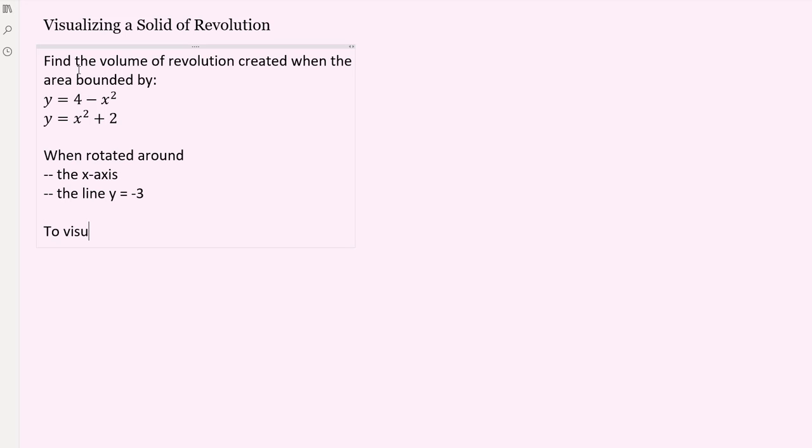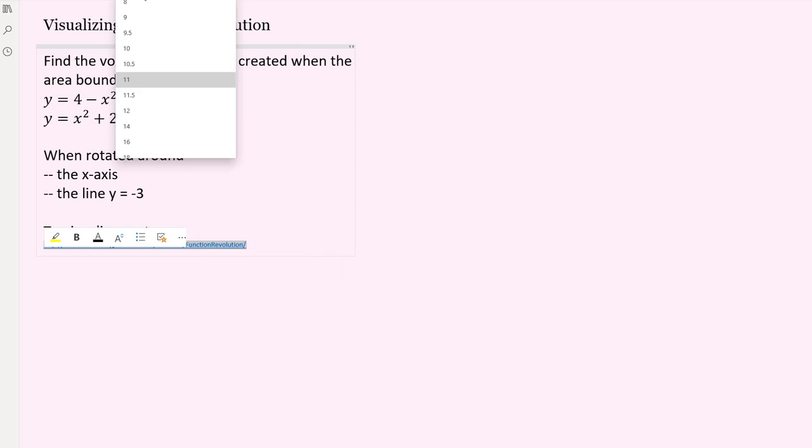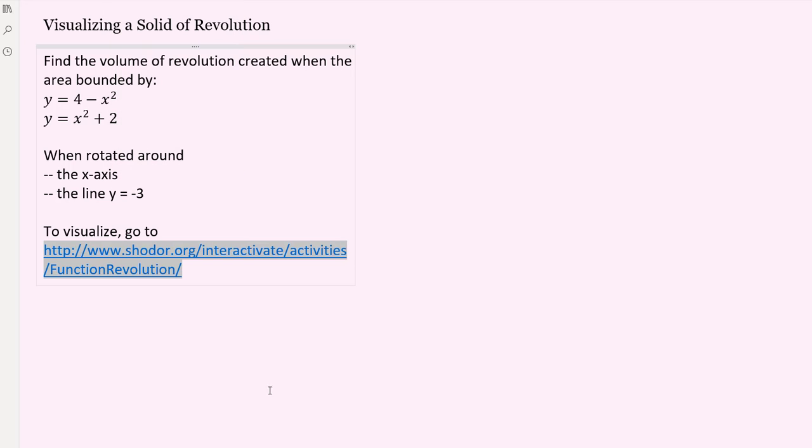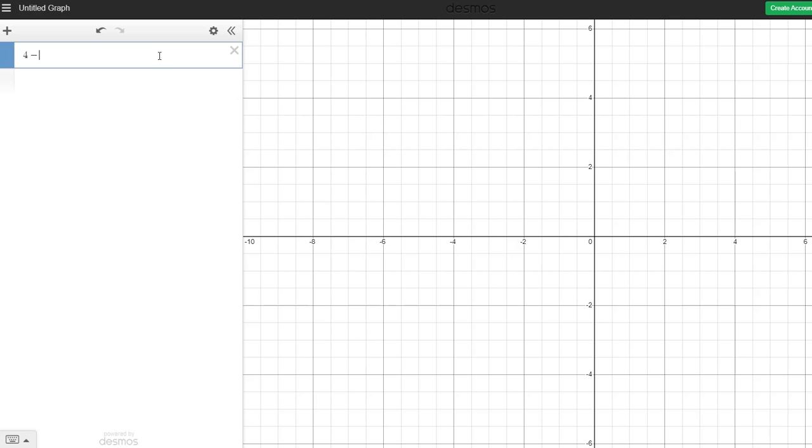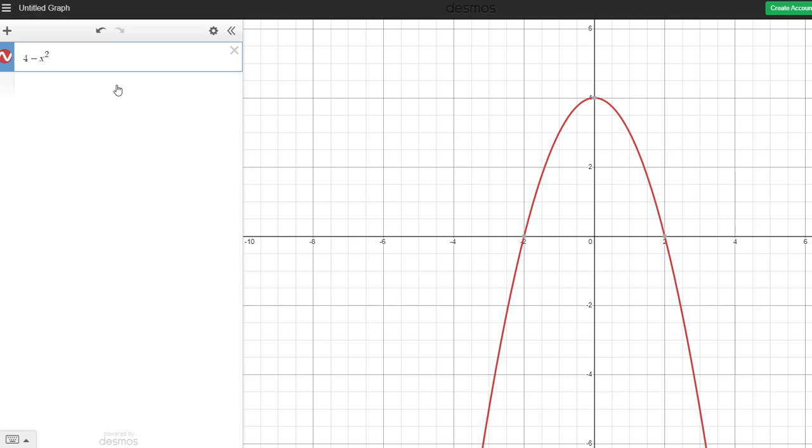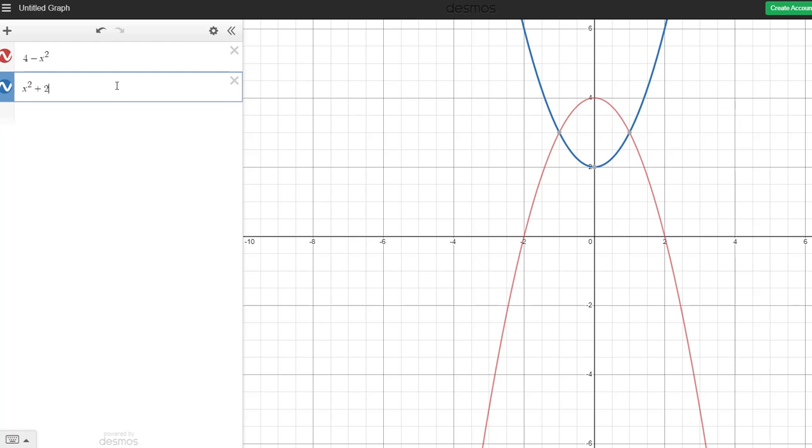And to visualize this, we're going to go to this website here. Let me increase the font on that. Before we go there, though, let's look at how these look in Desmos. So this is 4 minus x squared, and this is x squared plus 2. We can see it in Desmos. We can see that it does have these two intersection points.